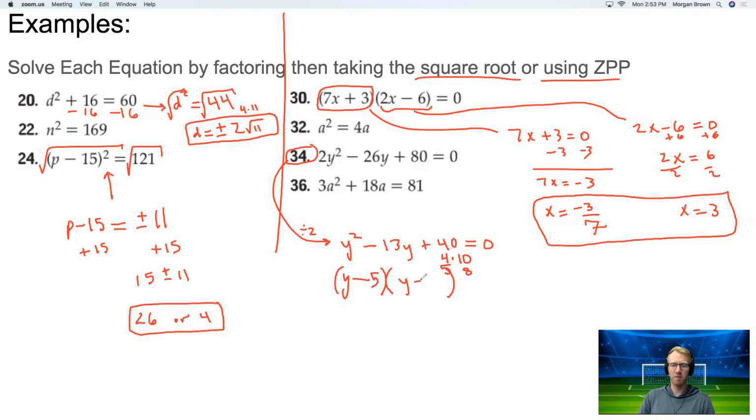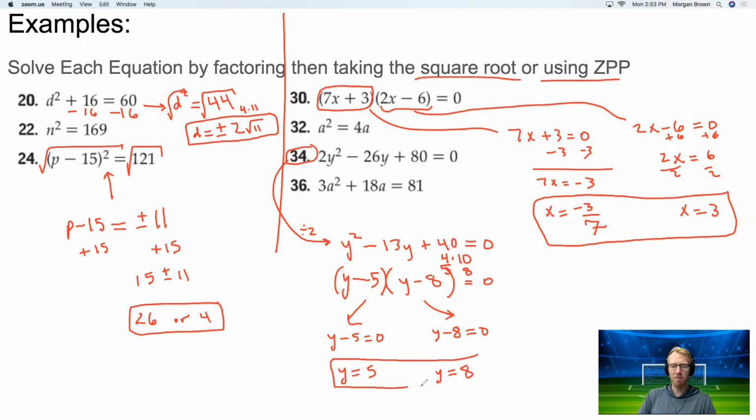So y minus 5, y minus 8 equals 0. So 5 times 8 is 40, 5 plus 8 is 13. Both are negative. So now I can branch it apart. You don't have to show this work if you don't want to. y minus 5 equals 0. Move the 5 over and you get y equals 5. y minus 8 equals 0. Move the 8 over and you get y equals 8.